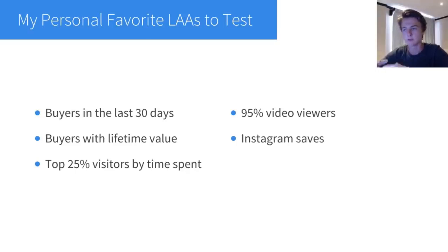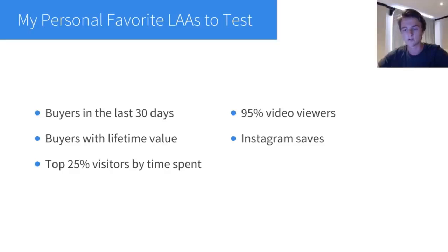I just want to add a little thing before I end the video. My personal favorite lookalike audiences to test with this strategy. Number 1 is buyers in the last 30 days. And then I also like testing buyers with lifetime value. That's another option when you're building a custom audience. It's going to take into account the lifetime value of your buyers as well, and you're going to get a slightly different lookalike audience.